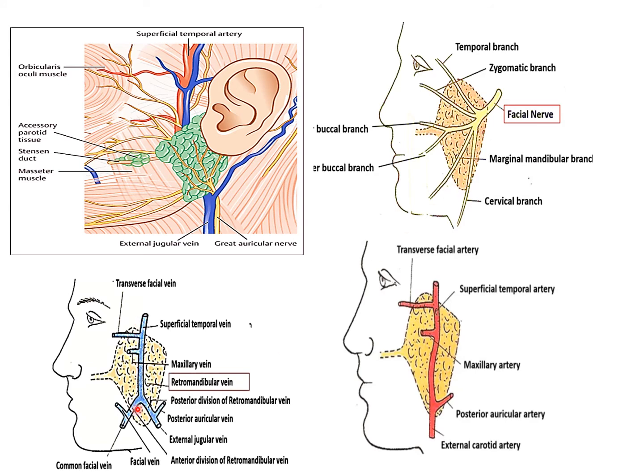The retromandibular vein is located in the intermediate zone of the parotid gland. It is formed by the union of the superficial temporal along with the maxillary vein, and it further divides into anterior and posterior divisions in the lower part of the gland. The anterior division joins with the facial vein to form a common facial vein, and the posterior division joins with the posterior auricular vein to form the external jugular vein.